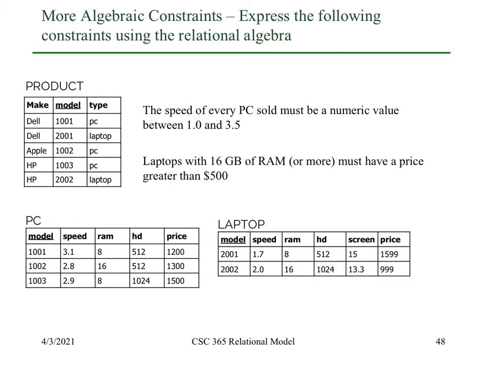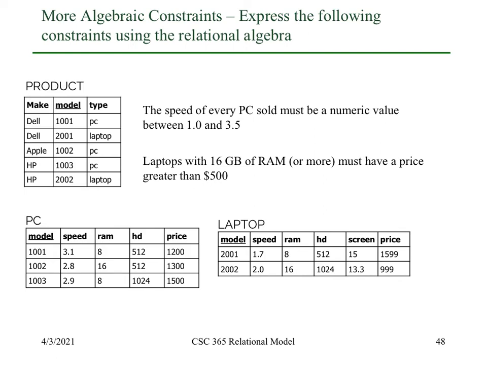Now let's look at the following constraints that would be value constraints, basically. Let's go back to our simple product PC laptop example that we've been working with in the screencast. And let's suppose we wanted to express that the speed of every PC sold must have a numeric value between 1 and 3.5. So how would you express that? Think about that question, and also think about how you might express that laptops with 16 gigabytes of RAM or more must have a price greater than 500.